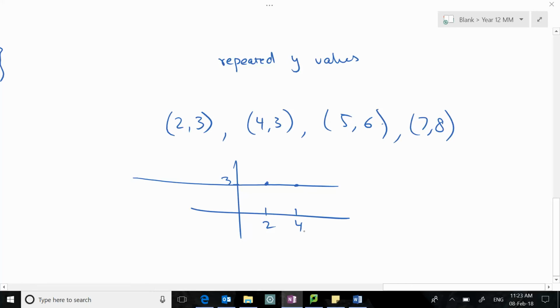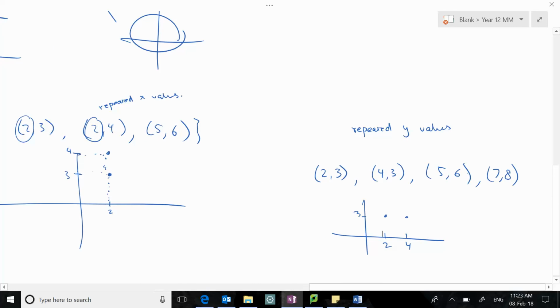Or it could be a circle. A circle could be a many-to-many. That's why we have the horizontal line test and a vertical line test. What we're actually doing with the vertical line test is testing: is it a function or is it a relation? The horizontal line test usually tests: is it a one-to-one, or is it a many-to-one?